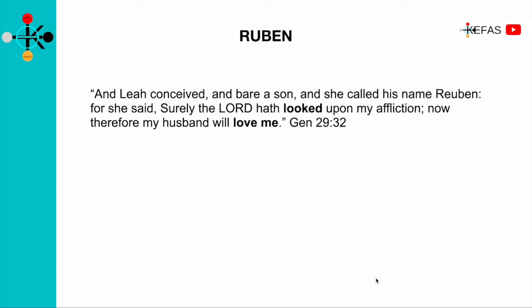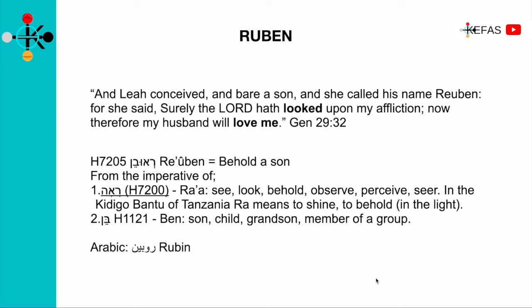Genesis 29, verse 32. When you look into the Strong's for the name Reuben in this scripture verse, we get the Strong's code 7205, Reuben being defined as "behold a son," from the imperative of Ra and Ben. Ra means to see, look, behold, observe, perceive, and seer.